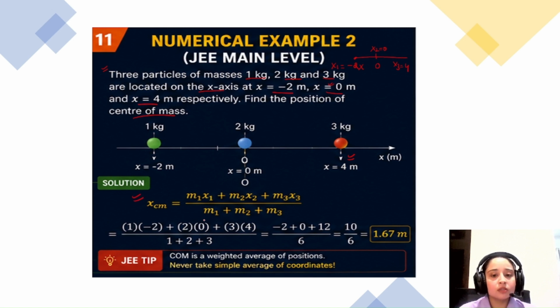Again, we have to use this simple weighted average of the positions: (m1 x1 plus m2 x2 plus m3 x3) divided by (m1 plus m2 plus m3). So m1 is given, x1 is given: 1 into minus 2, minus 2; 2 into 0, 0; 3 into 4, that is 12; divided by the total mass 1 plus 2 plus 3, that is 6. So easily you can calculate, and the answer will be 1.67 meter. So any doubt up to this point, you can think and you can ask.